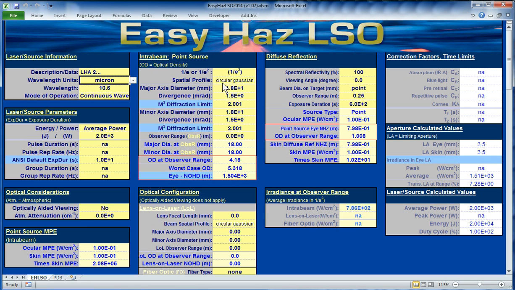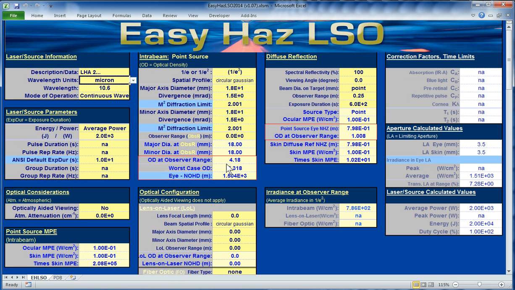Okay, so let's get back to what causes this. Well, look how large the beam diameter is. It's 18 millimeters. Let's look at our limiting aperture. Our limiting aperture for the far infrared, 10.6 microns, is 3.5 millimeters. So there's no way an 18 millimeter beam diameter fits cleanly through a 3.5 millimeter diameter aperture. As a matter of fact, in this situation, only 7.28% of the beam is passing through the limiting aperture. So that's the reason the OD value is down.